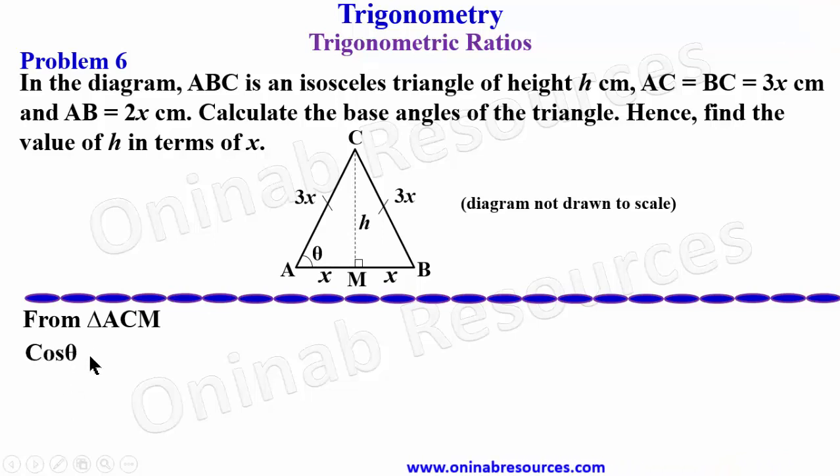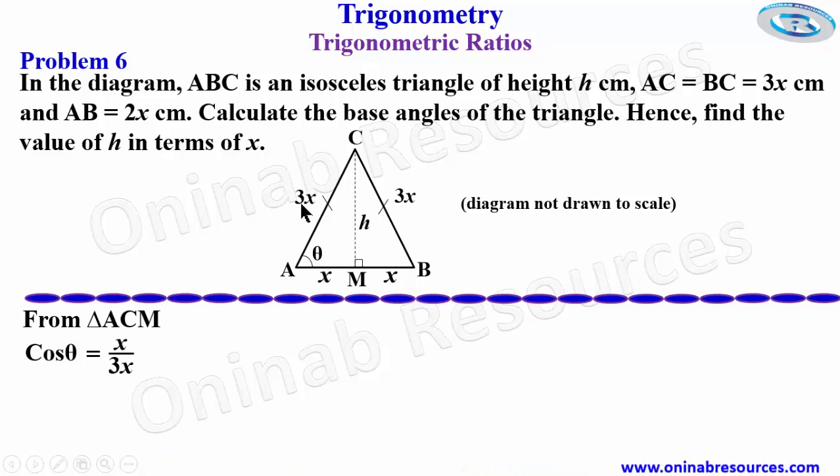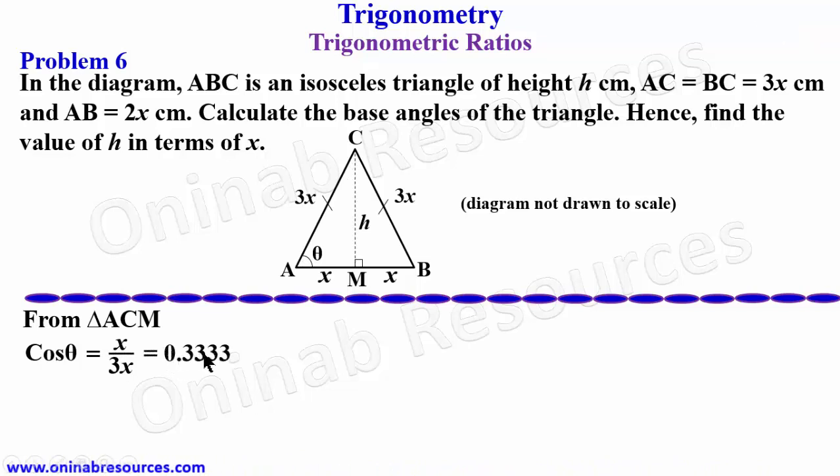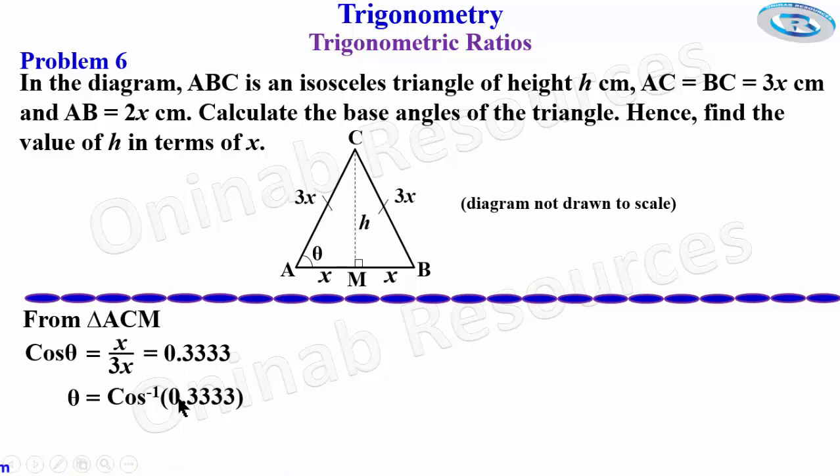So cos theta is going to be adjacent, which is x, over 3x, that is the hypotenuse. The x will cancel, and we will be left with 1 over 3, which is 0.3333. So theta is cos inverse of 0.3333. From the calculator or from a mathematical table, we have theta to be 70.53 degrees. So with this, we've gotten the base angles, which are equal.